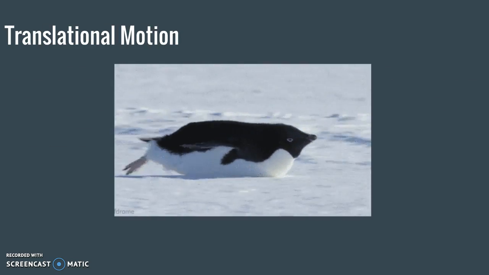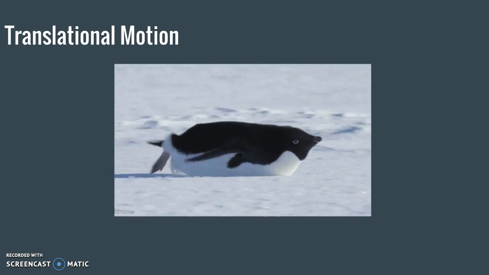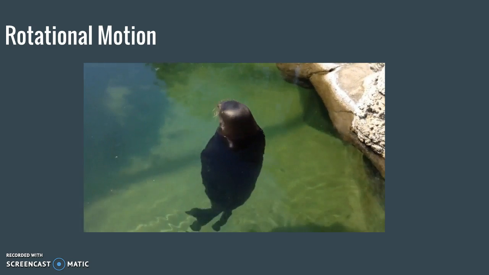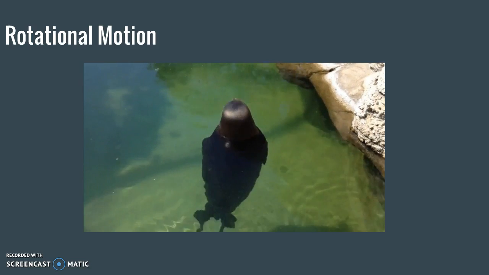So here I have an example of translational motion, right? We have a penguin here that is moving in a straight line. This is translational motion, right? The penguin's not spinning at all. It's just moving translationally. So this example is solely translational motion. Here we have an example of solely rotational motion, right? This seal, is that a seal? I think it's a seal. The seal is just spinning or rotating in a circle. It's not moving translationally at all. It's just rotating. So this is just rotational motion.